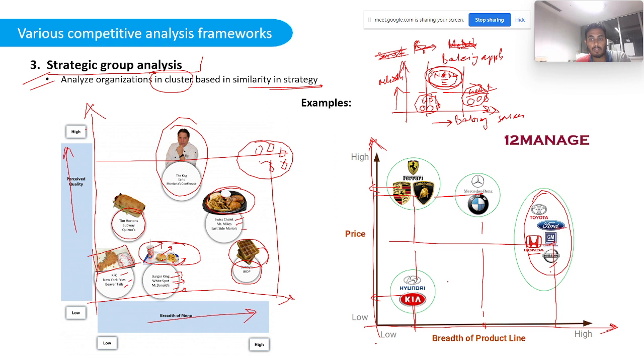Or if you want to make a new car, probably you say price will be medium, but I will also have a portfolio of different consumer cars. Like I will have an SUV, a sedan, a hatchback. So you will have a range of products which will not be as great as these companies, but it will be more than Ferrari and Hyundai, Kia, but price is again medium. So you can look for your market position. This is how strategic group analysis can be helpful.